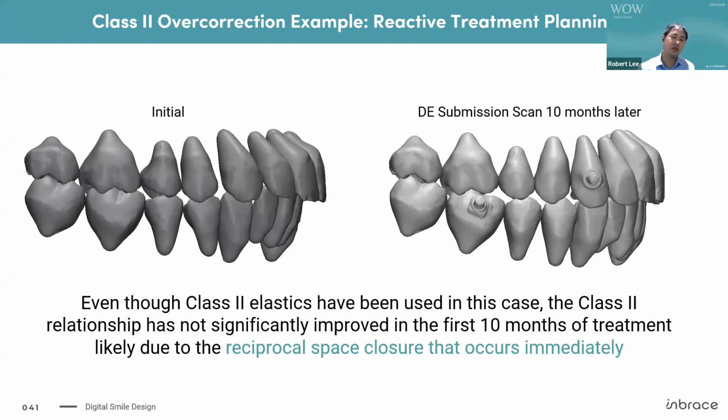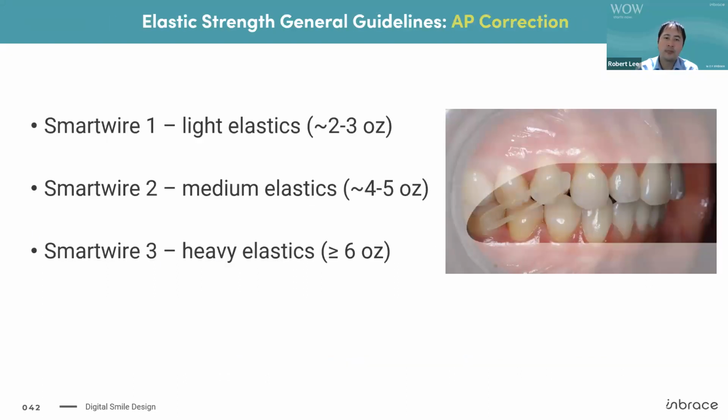The other thing you can see is that, the spaces are closed, and even after wearing the class 2 elastics for a decent number of time within that 10 months, there's still a significant class 2 in the canine region. So when you are approaching this clinically, the strength that you would consider for your elastics are light for SmartWire 1, medium for SmartWire 2, heavy for SmartWire 3.